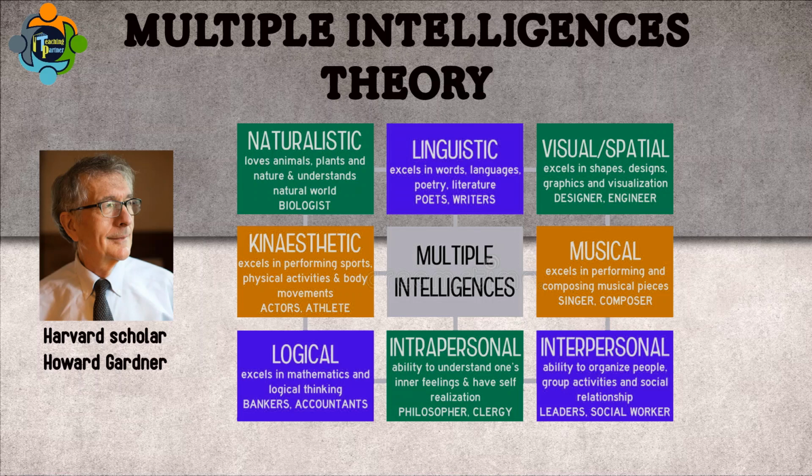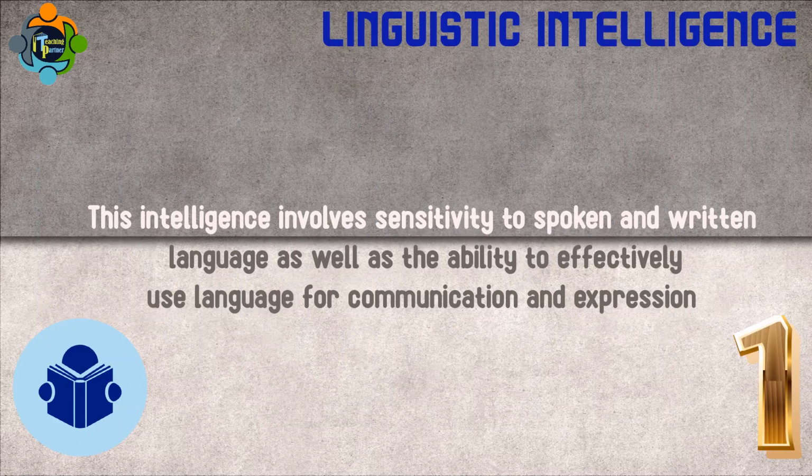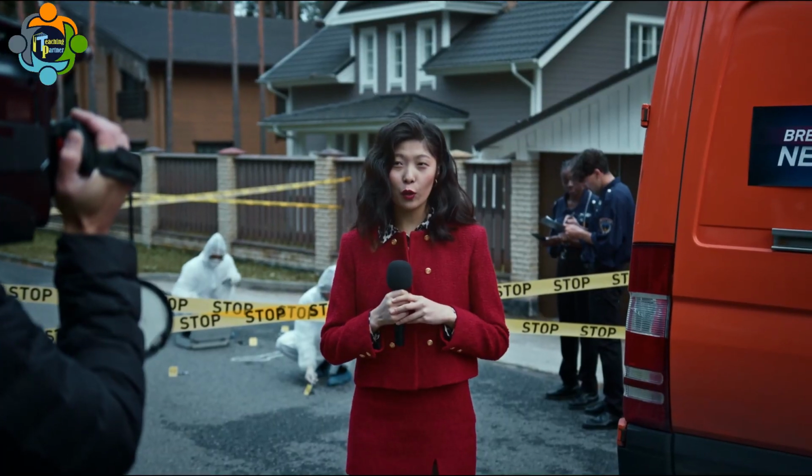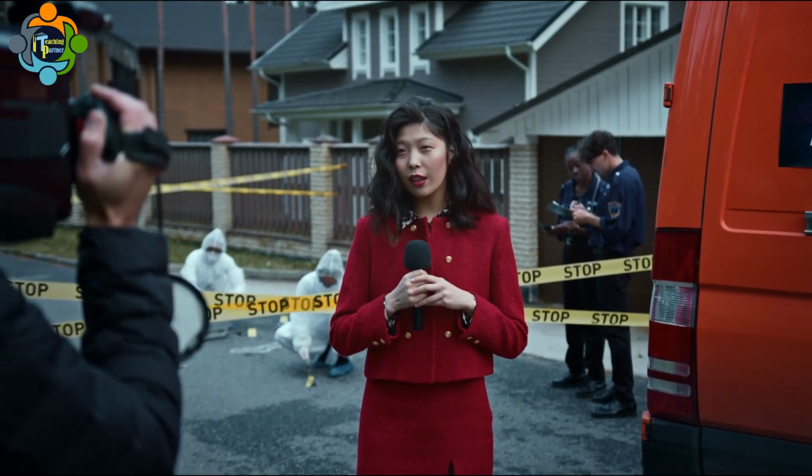According to Gardner, there are 8 distinct intelligences. Let's have a look one by one at these types of intelligences with real life examples. Number 1. Linguistic intelligence. This intelligence involves sensitivity to spoken and written language as well as the ability to effectively use language for communication and expression. A person who has strong language skills including reading, writing and speaking. They easily learn new languages, are great storytellers and can excel in writing or journalism.